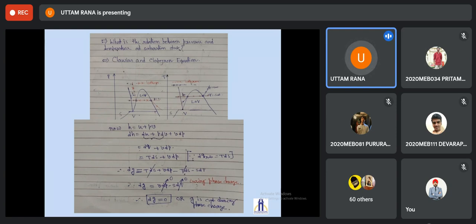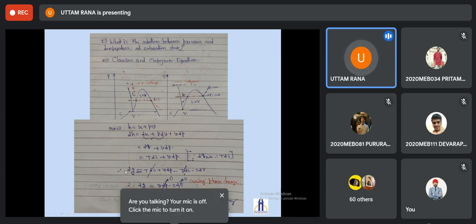What is enthalpy? Enthalpy is basically a combined property. H is equal to U plus PV. So what is dH? dH is basically dU plus PdV plus VdP. Now, if you apply the first law, dU plus PdV is basically dq, and for a reversible process, the dq is also TdS. So we can write dH is equal to TdS plus VdP. That we know. Now, we have to define a property, a function called the Gibbs function.